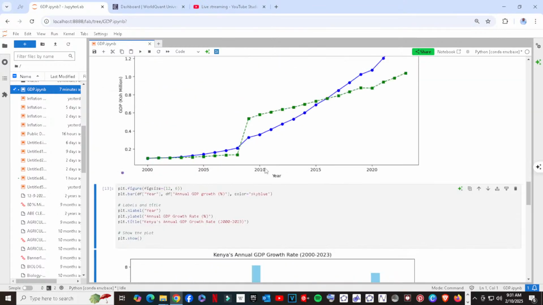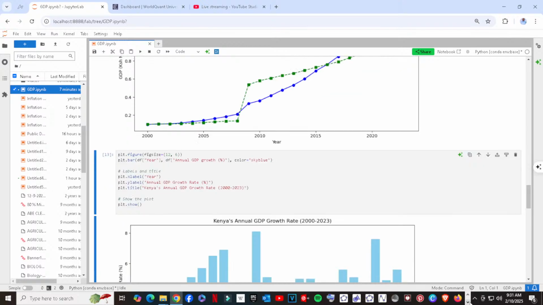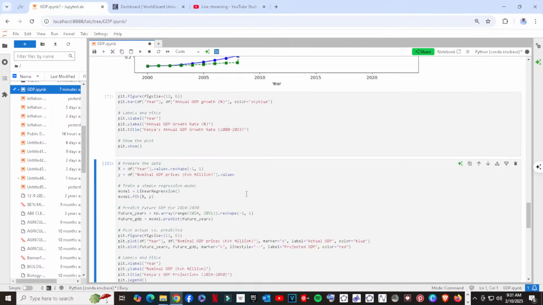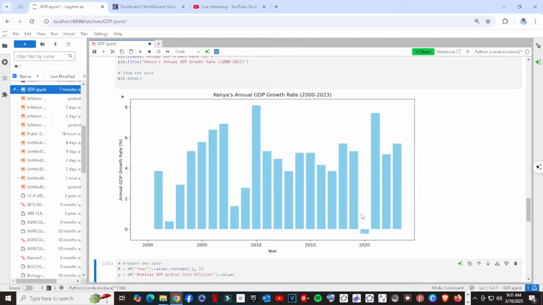Now next, I want to get to the main business of this presentation before I get into other aspects of it. So first, we have the column of annual GDP growth. I want to run this so that I see what that gives. So it's a bar chart. So that's the bar chart.